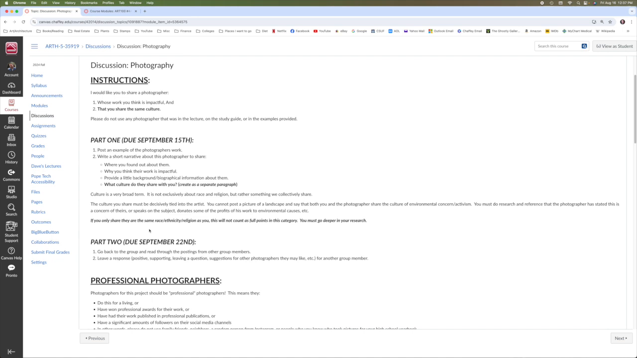Do not choose any photographer that was in the lecture, on the study guide, or in the examples below. Post an example of the photographer's work, write a short narrative including all of these items here, but most importantly, and in a separate paragraph, what culture do they share with you?